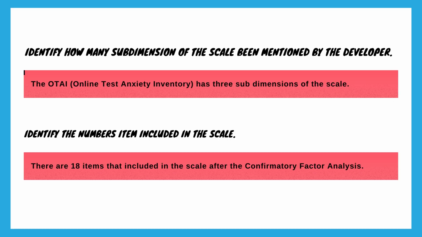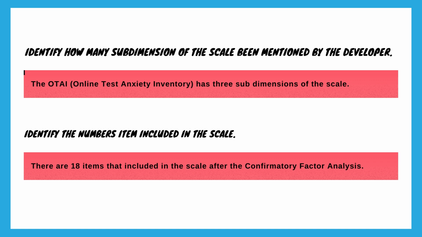Okay, so the next part is the question that was given to us. Identify how many subdimensions of the scale are mentioned by the developer in the Online Test Anxiety Inventory, usually known as OTAI. There are 3 subdimensions of the scale. First is psychological with 6 items. Second is physiological with 5 items, and online with 7 items.